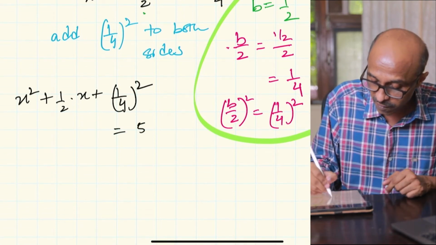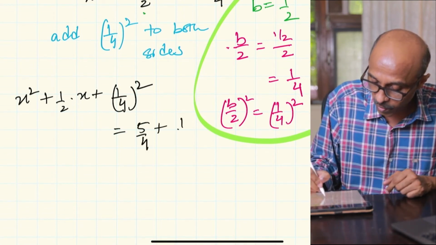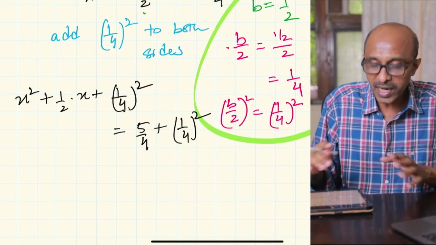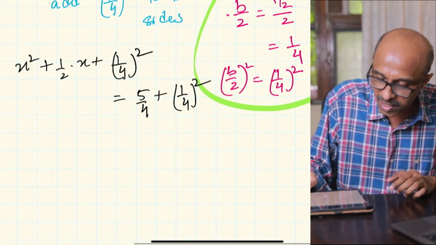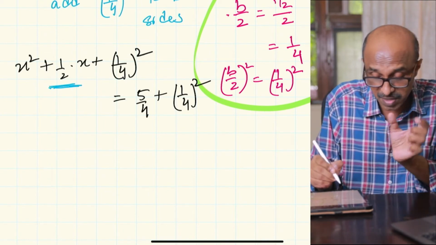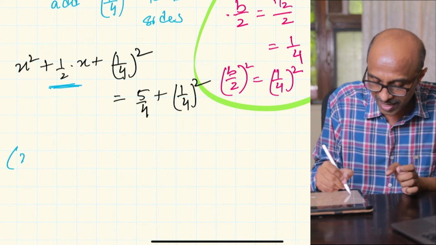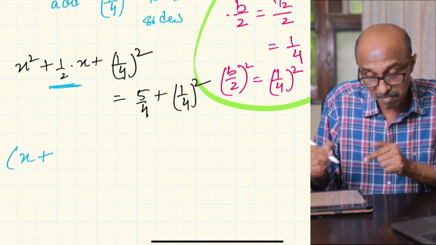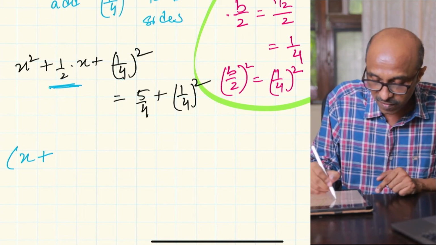Is equal to 5 over 4 plus 1 by 4 the whole square. If you write it like this, it becomes easier to identify what goes into the bracket. And remember, the sign of b, the sign of the second term, the middle term, is plus. So you're going to get x plus. If the sign of the middle term was negative, you would write x minus. Now it becomes easier to identify what that term is going to be.